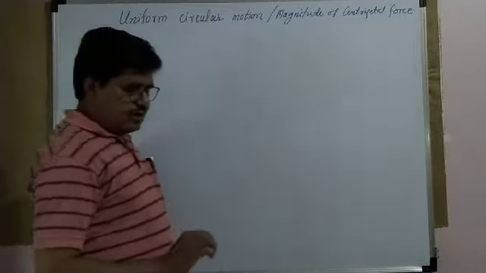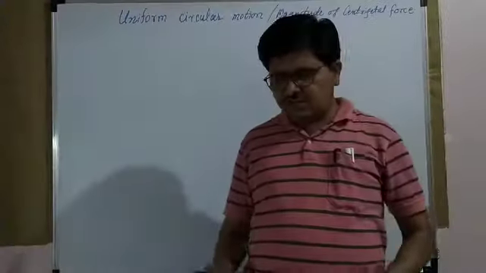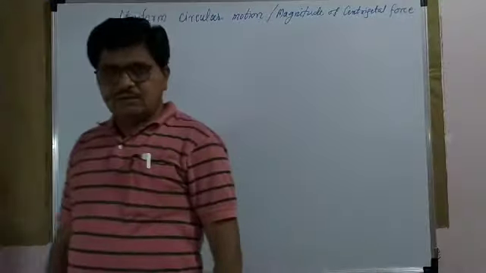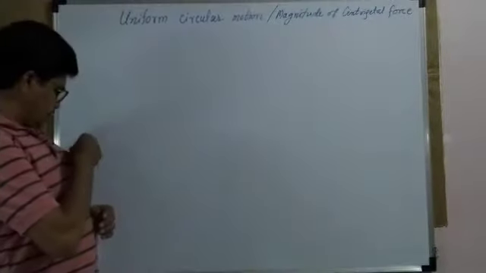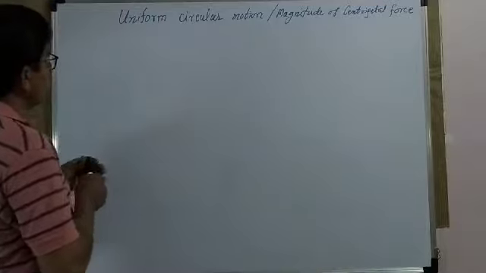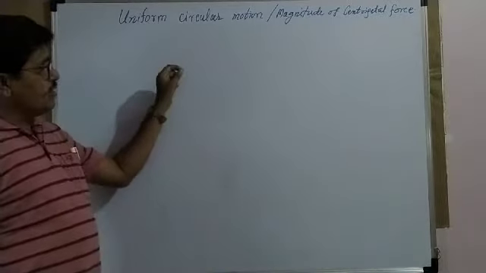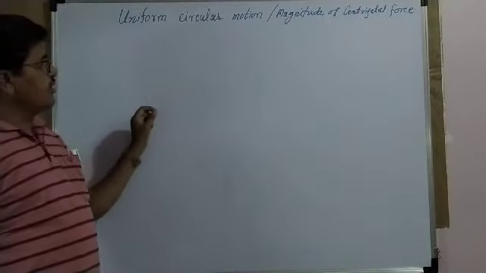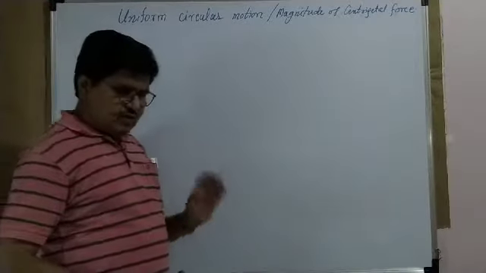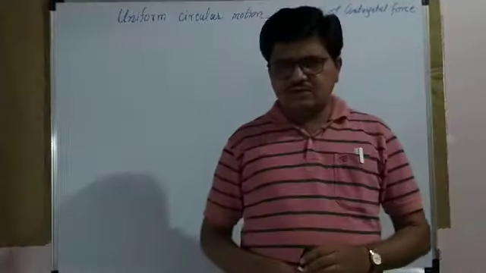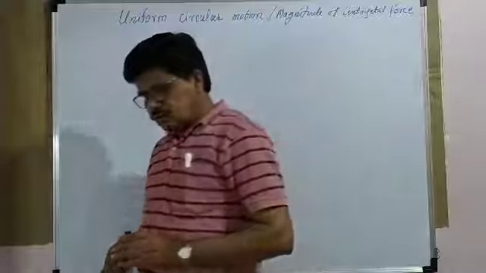But what do you mean by uniform circular motion? A body that covers equal distance in equal intervals of time in a circular motion is known as uniform circular motion.